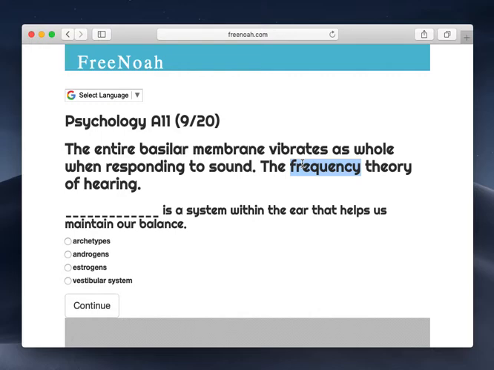If that makes sense. Remember that the place theory of hearing states that certain areas within the basilar membrane are highly responsive when receiving a specific frequency.